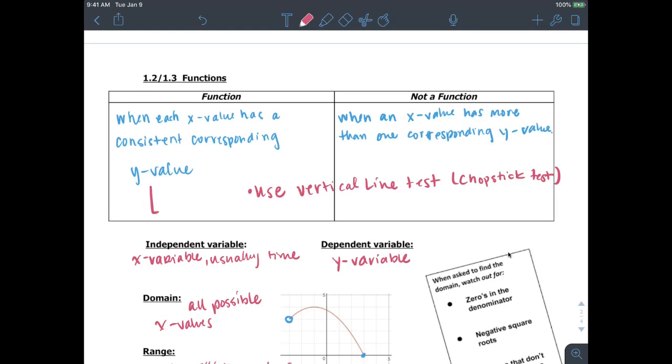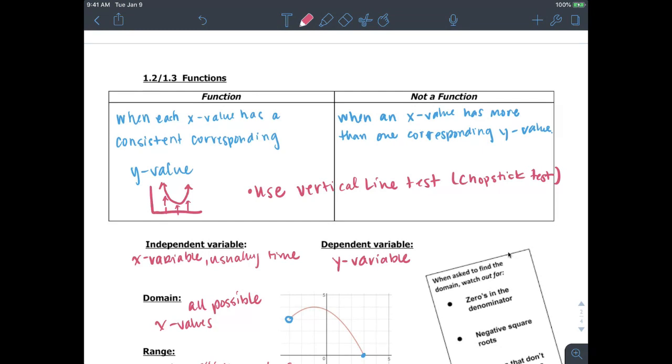So if I have something like a quadratic, at every x value I can expect a consistent y value at each x value on the graph. Okay, what about for not a function? It's when we have more than one y value corresponding to an x value.